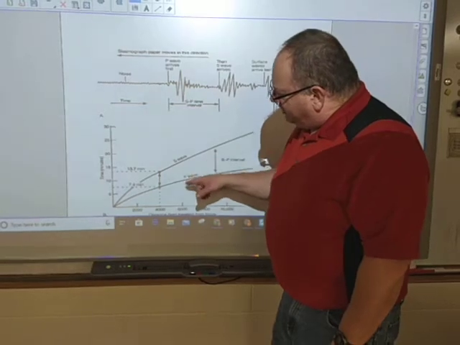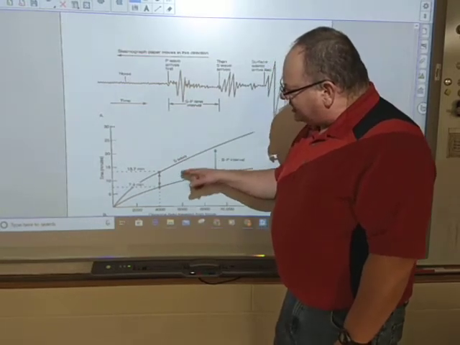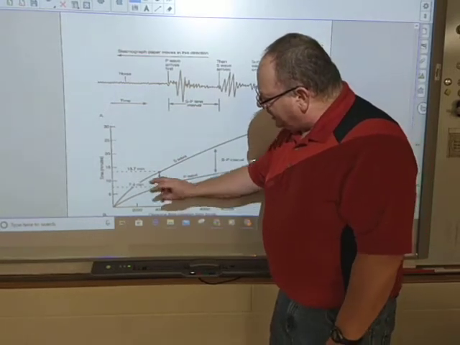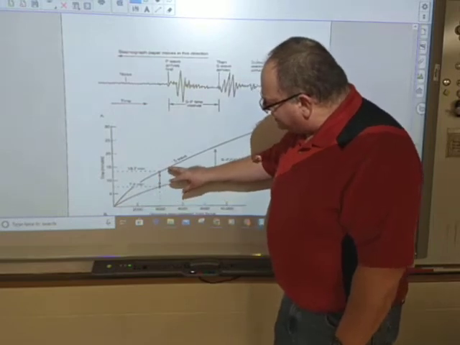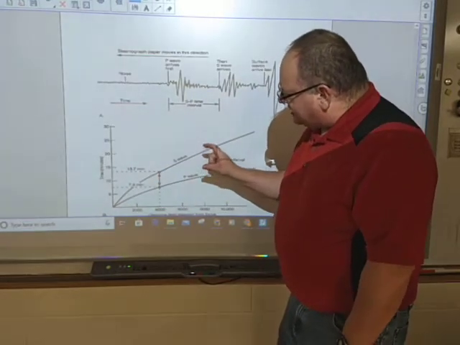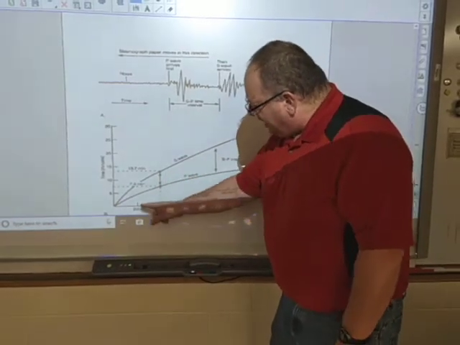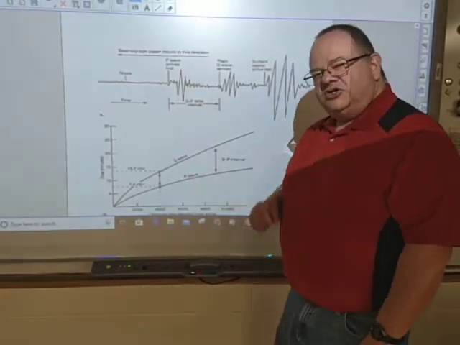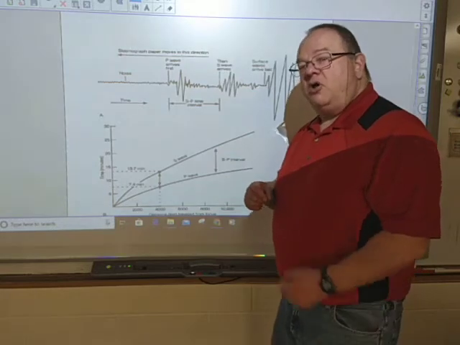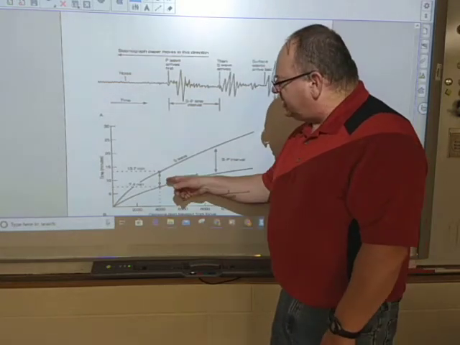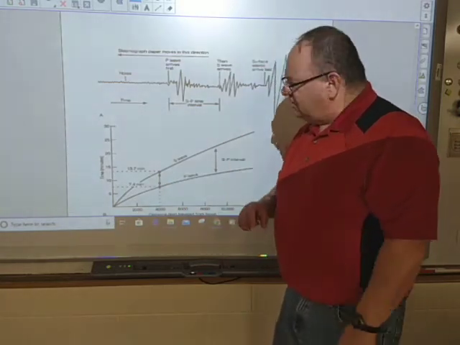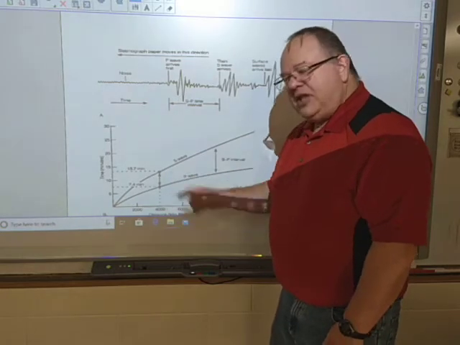But now, if you look at the difference between the P waves and the S waves, we can take this, and by looking at the time difference between the two, we compare it to this graph, and we can actually get distance. So this is how scientists figure out where an earthquake happened, by looking at the difference between the P wave time and the S wave time.